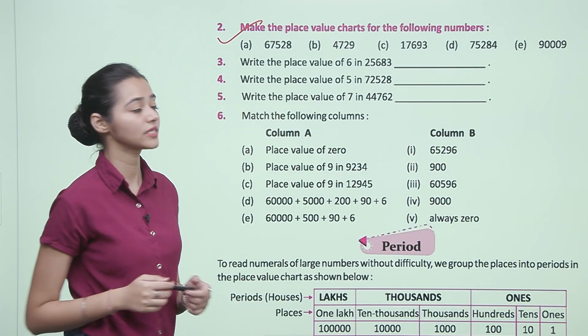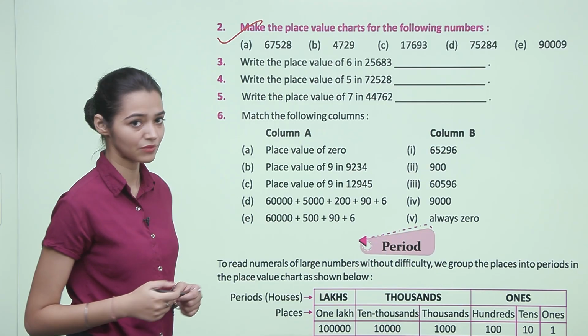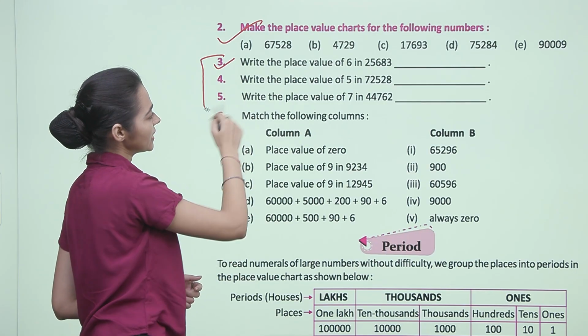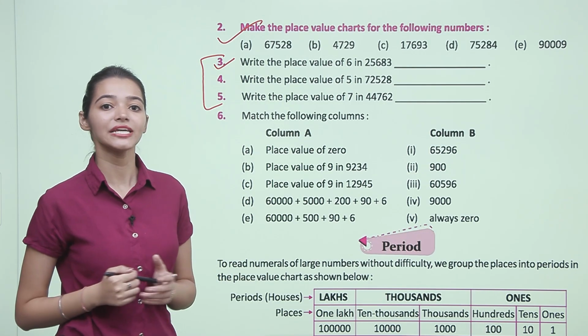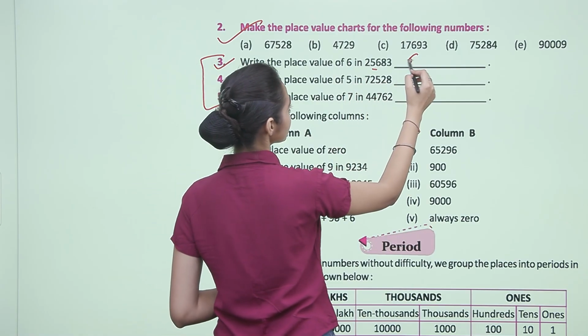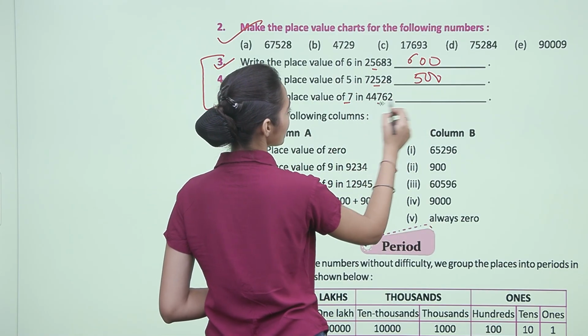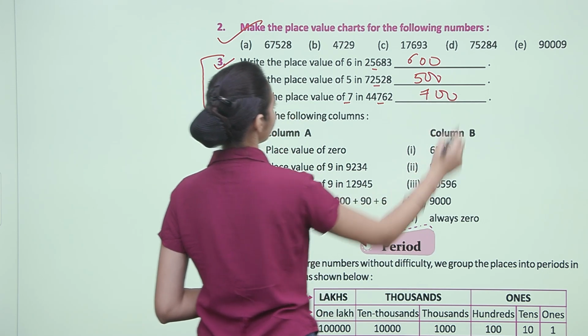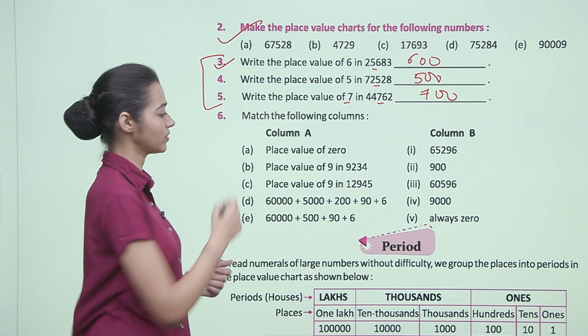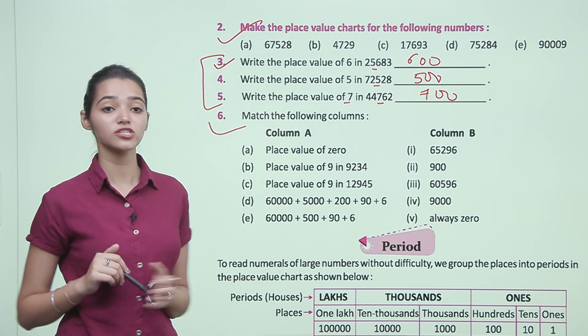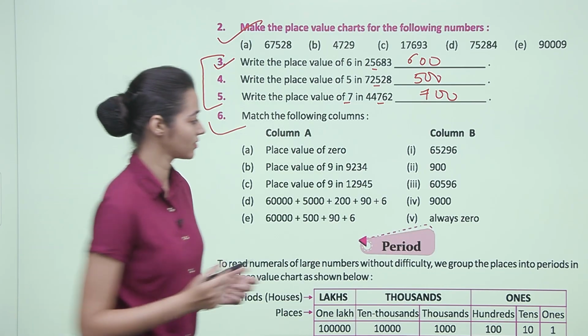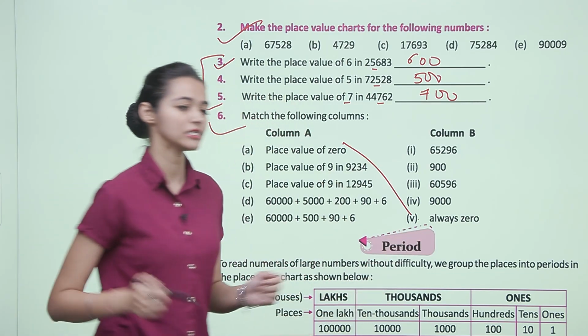In the next one we have to make the place value chart of the following numbers, as we have to write all the place values of these digits. Now the place value of 6 is 600, the place value of 5 is 500 and the place value of 7 is 700. That's how you have to complete the remaining part. Now in the next one we have to match the following columns. Place value of 0 is always 0.